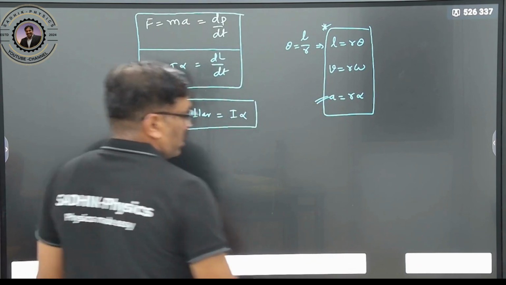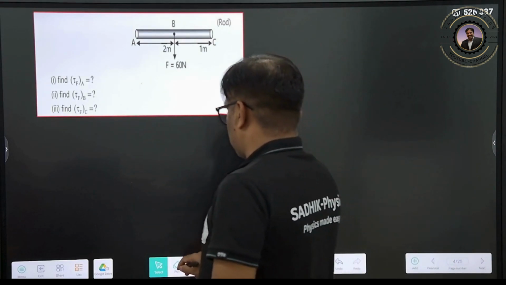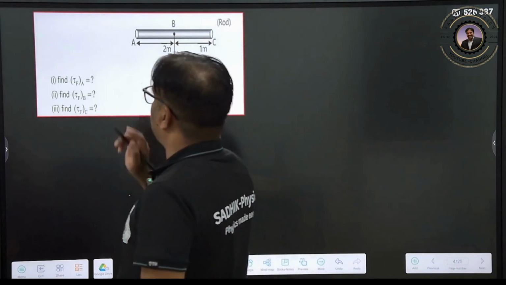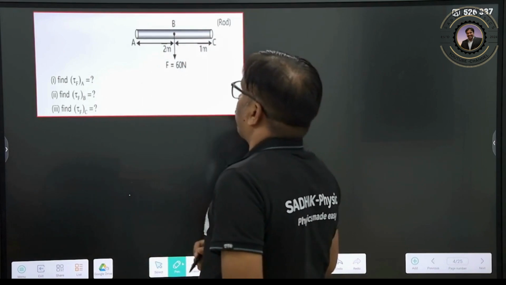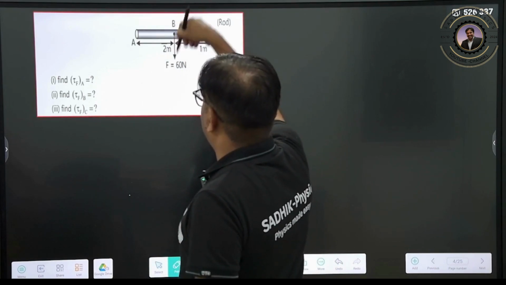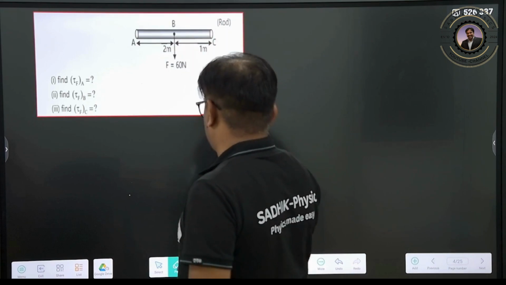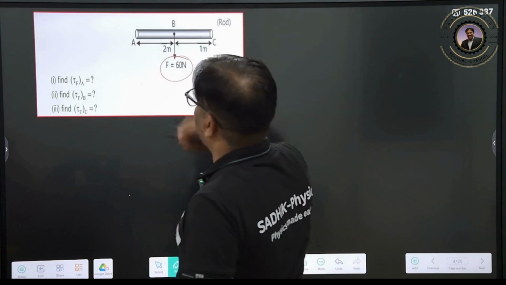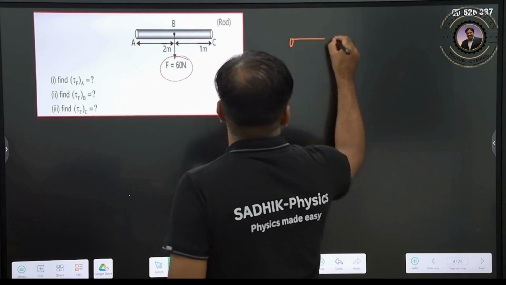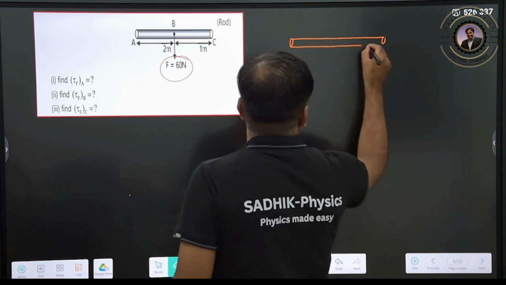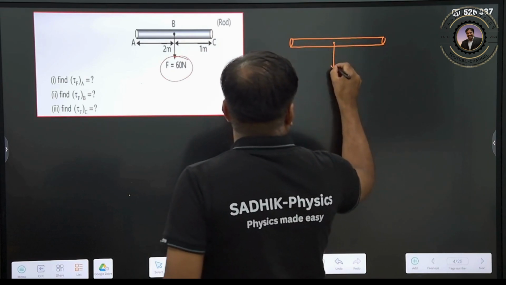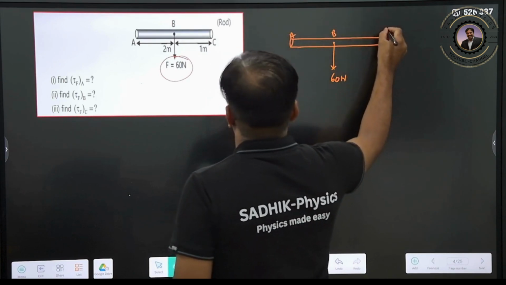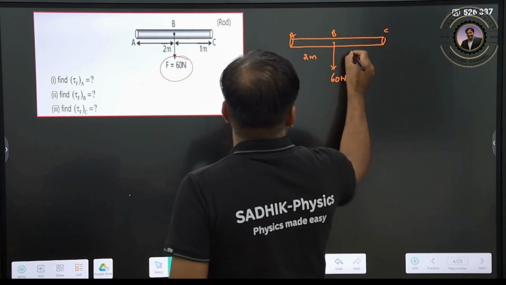Let us see one question. It is a basic understanding question; later on we will go for some complicated ones. In this question there is one rod, and it is exerting a force here of 60 newtons downward, acting at B. So this is A, this is B, and this is C; this distance is 2 meters and this one is 1 meter.